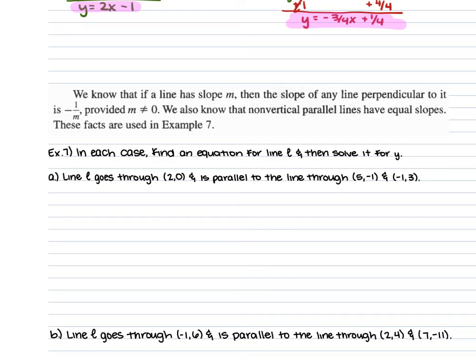In example 7, it tells us that in each case, find an equation for the line L and then solve for y. So A tells us that line L goes to the point 2, 0 and is parallel to the line that goes through 5, negative 1, and negative 1, 3. When we're working with parallel lines, we have the same slope as the line from before. In that case, we have that the line goes through 2, 0. So that's not our y-intercept, that's our x-intercept, but we can use that point and whatever the slope is from the line that goes through 5, negative 1, and negative 1, 3 to find the line and put it in point slope form.